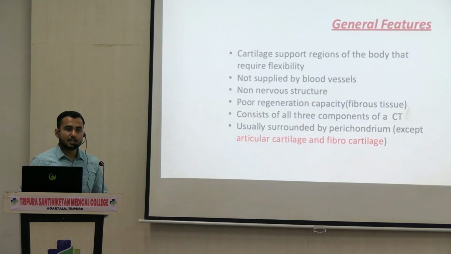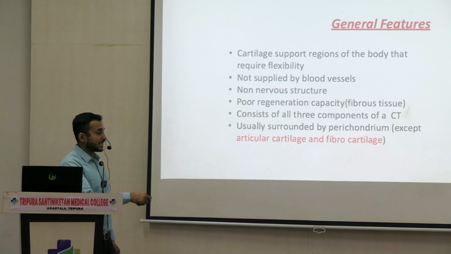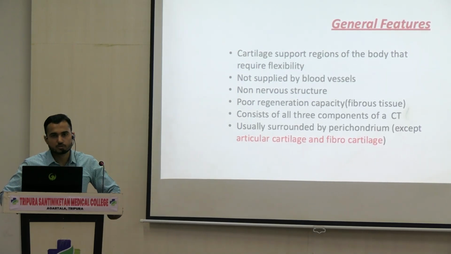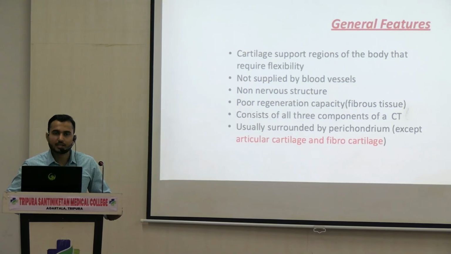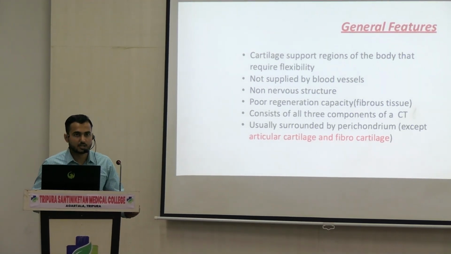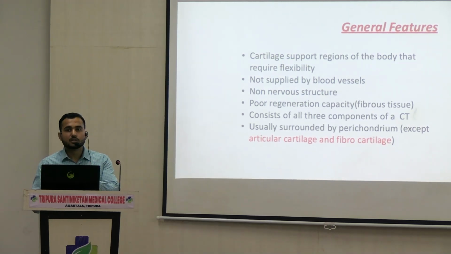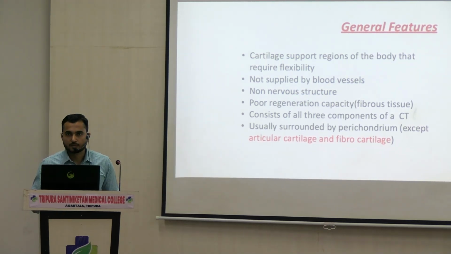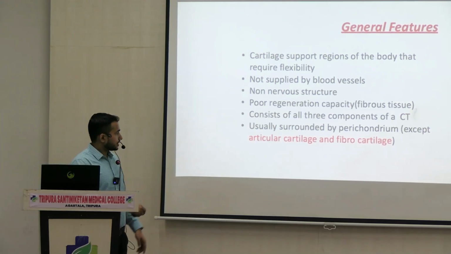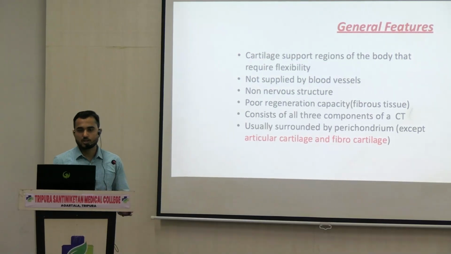Next, another important part, I don't know whether you have studied or not, usually surrounded by perichondrium. The outer covering of the cartilage is called perichondrium. उसमें दो layers रहता है, inner layer and outer layer. Outer layer is fibrous, inner layer is cellular in nature. और जो outer layer है उसमें fibrous tissue रहता है, and along with that blood vessels are also present. And now there is an exception, the articular cartilage and fibrocartilage, they don't have perichondrium.